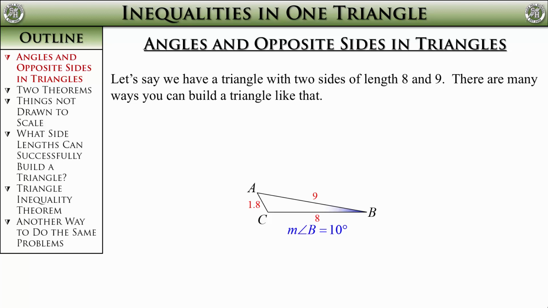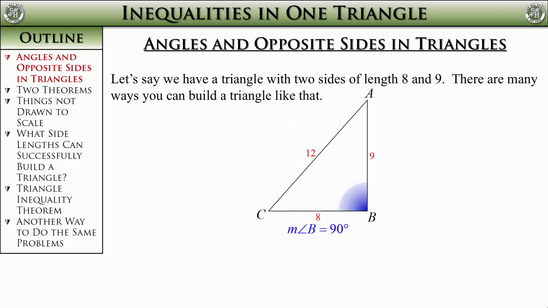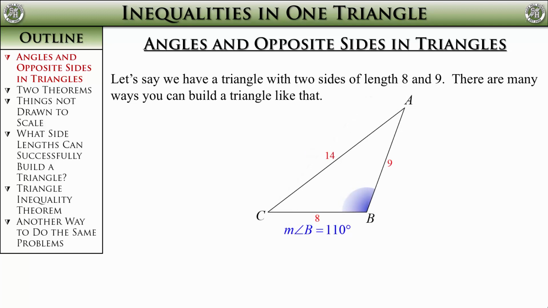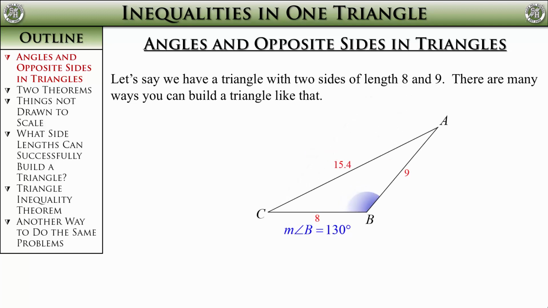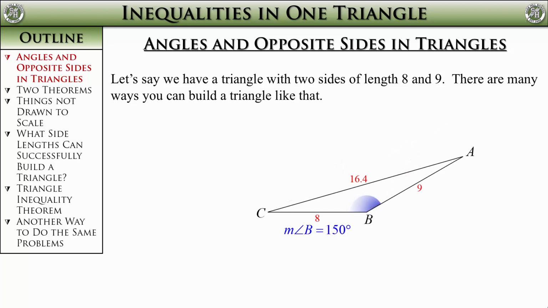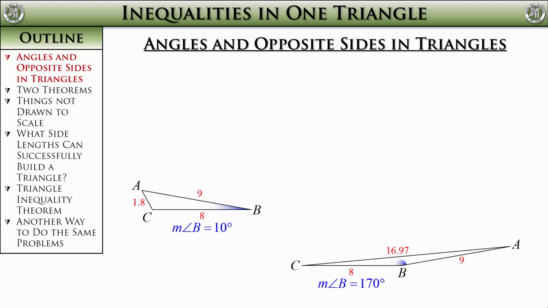I want you to think for a second about what will happen to this triangle if I want to keep two sides at length 8 and 9, but I change the size of angle B. Do you think you have a good idea of what will happen? I'll run an animation here and focus on what happens to our triangle as I change the size of angle B. Angle B keeps getting bigger and bigger. So we started with a small-sized angle B and worked our way up.